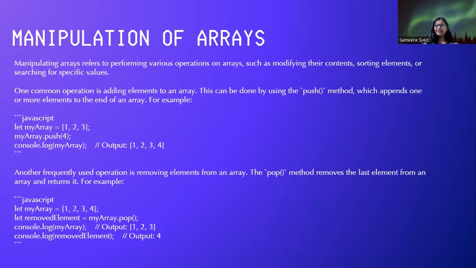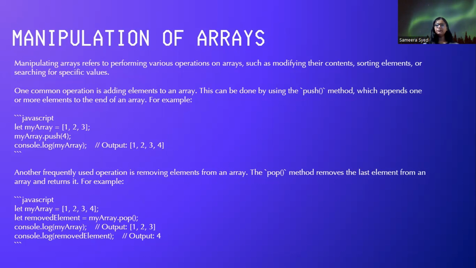Manipulation of arrays. Manipulating arrays refers to performing various operations on arrays, such as modifying their contents, sorting elements, or searching for specific values. One common operation is adding elements to an array. This can be done by using the push method, which appends one or more elements to the end of an array. For example, let myArray be equal to 1, 2, 3. Now we use the push operation and we get the output 1, 2, 3, and 4.